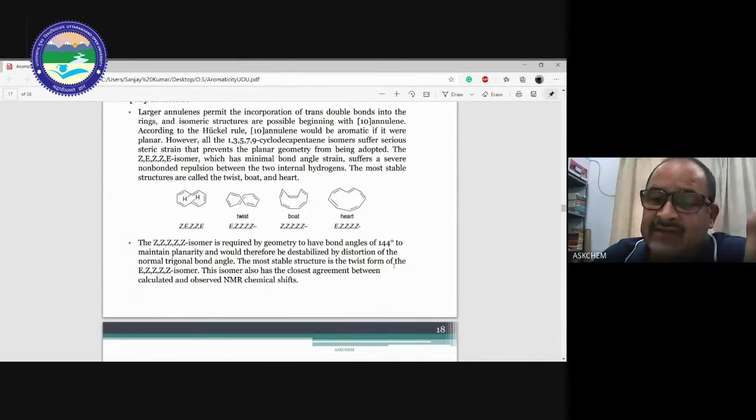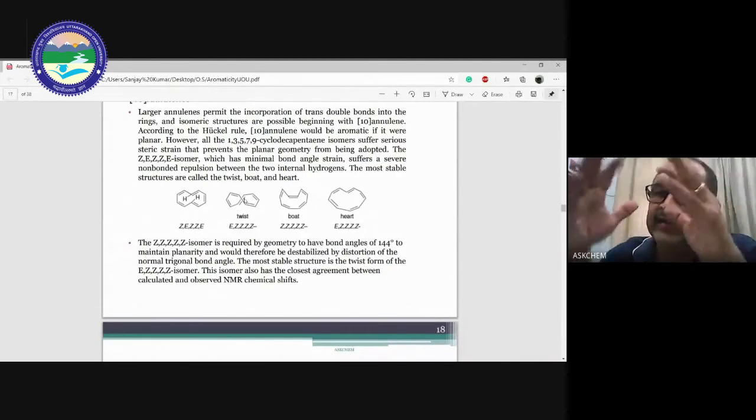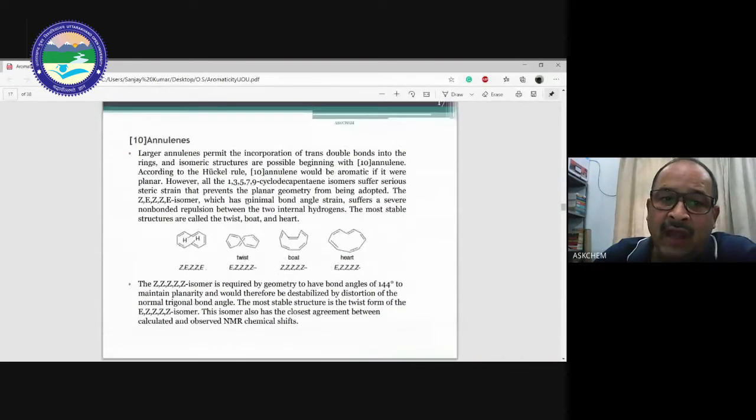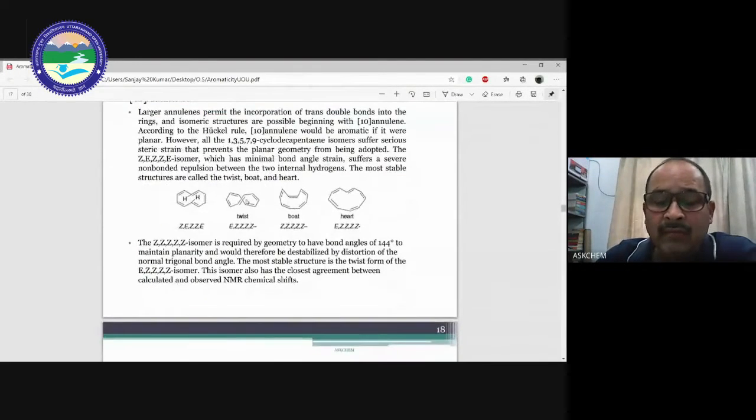The most stable structure is the twist form, where only one bond is trans. As described earlier, the larger the size of the annulene, it can incorporate at least one trans double bond. Therefore the 10 annulene, having a Huckel number, in all its forms cannot be said to be aromatic. Only the twisted form has some residual stability.